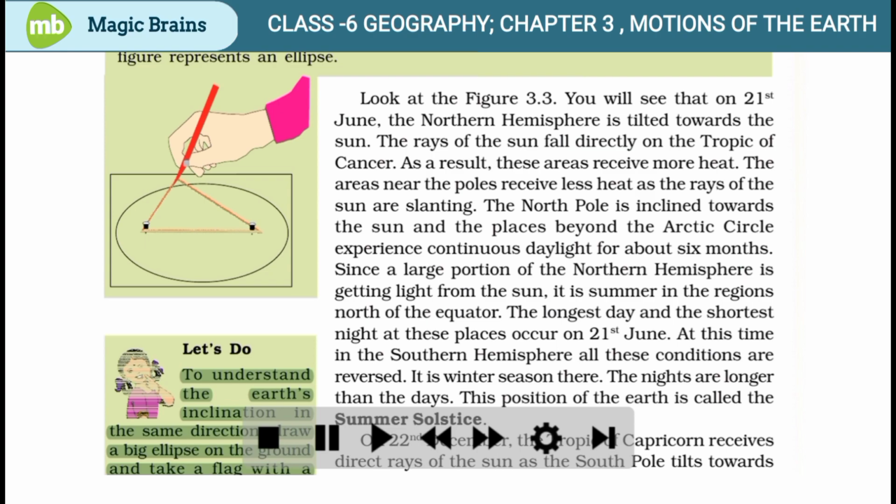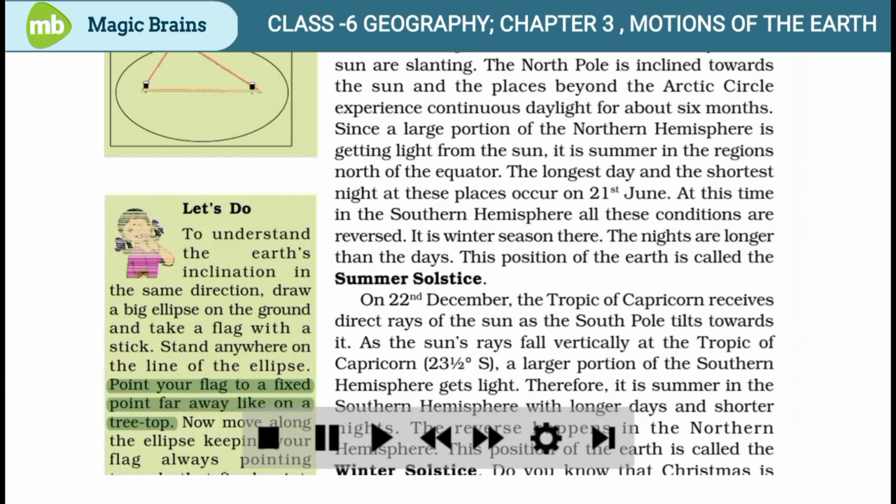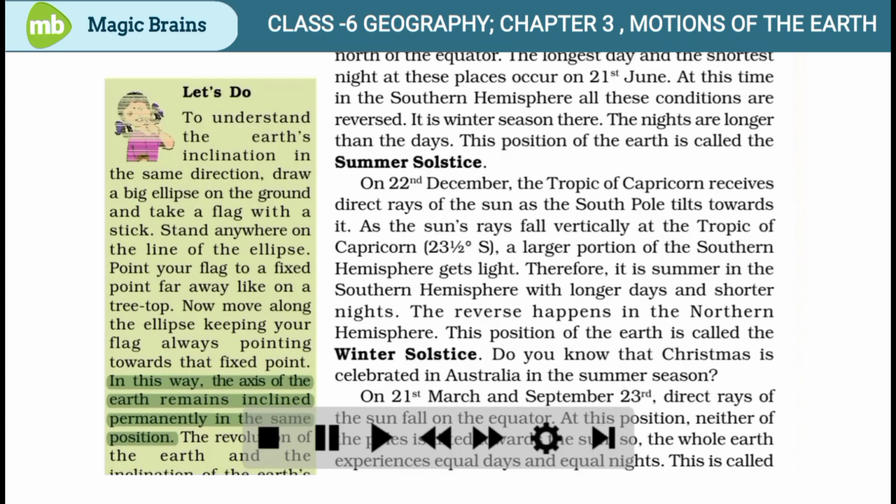Let's do. To understand the Earth's inclination in the same direction, draw a big ellipse on the ground and take a flag with a stick. Stand anywhere on the line of the ellipse. Point your flag to a fixed point far away, like a treetop. Now, move along the ellipse, keeping your flag always pointing towards that fixed point. In this way, the axis of the Earth remains inclined permanently in the same position.